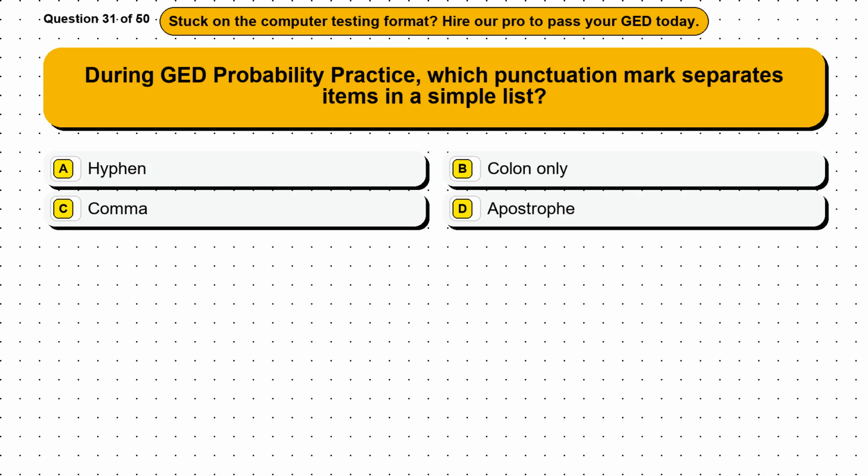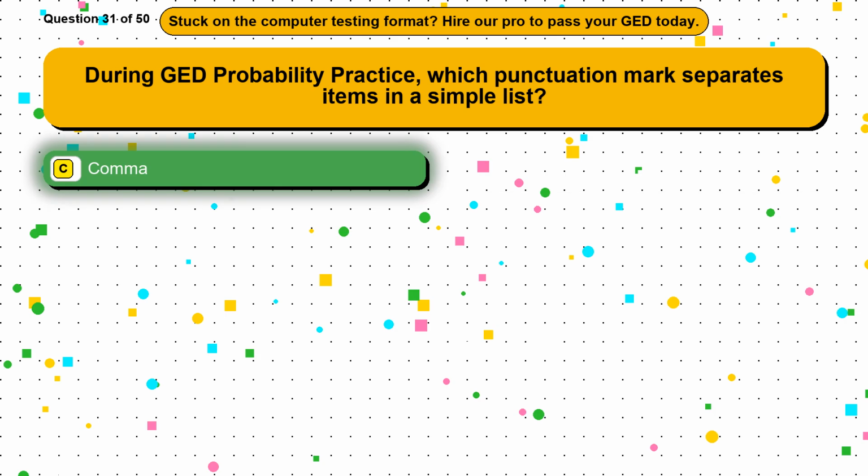Question 31. During GED probability practice, which punctuation mark separates items in a simple list? Option A, hyphen. Option B, colon only. Option C, comma. Option D, apostrophe. The correct answer is option C.